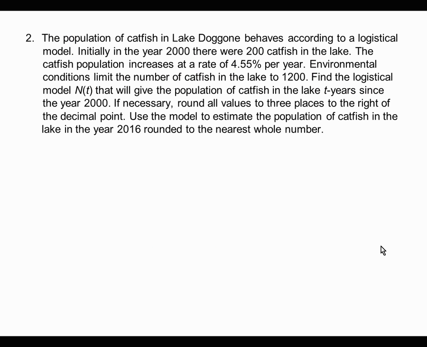Question number 2. The population of catfish in Lake Doggone behaves according to the logistic model. Initially, in the year 2000, there were 200 catfish in the lake. The catfish population increases at a rate of 4.55% per year. Environmental conditions limit the number of catfish in the lake to 1,200.